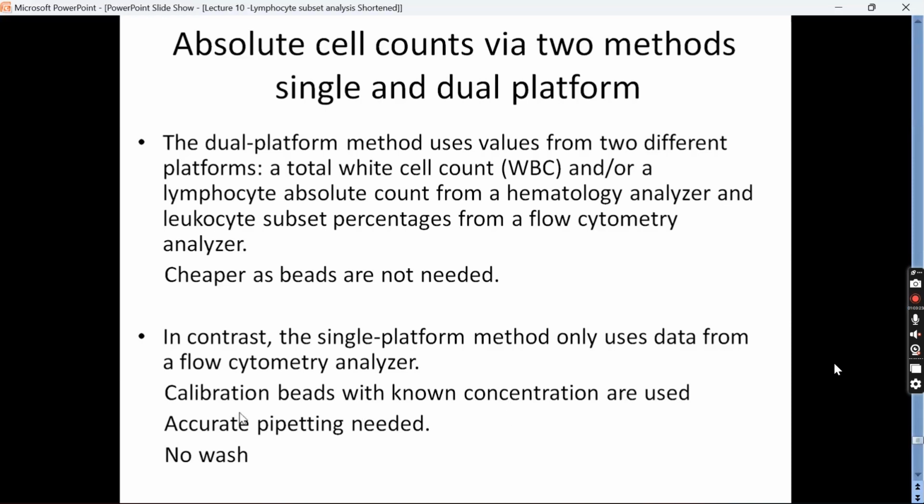For CD34, you mandatorily need to do it by the single platform method. But for lymphocyte subset analysis, you can decide whether you want to do a single platform method or a dual platform method. If you want to be very cost efficient and save money, then you can do dual platform. If you feel quality is more important and you don't want to do it on two platforms, then single platform is fine.